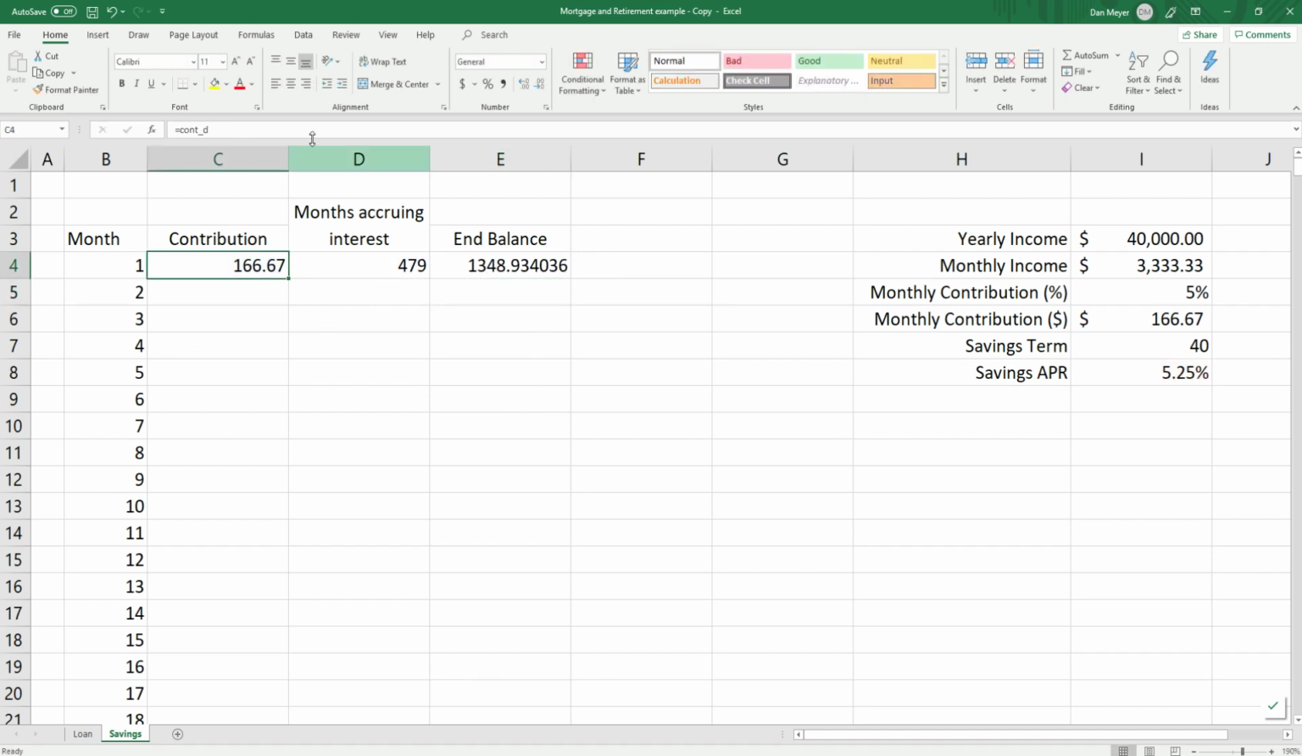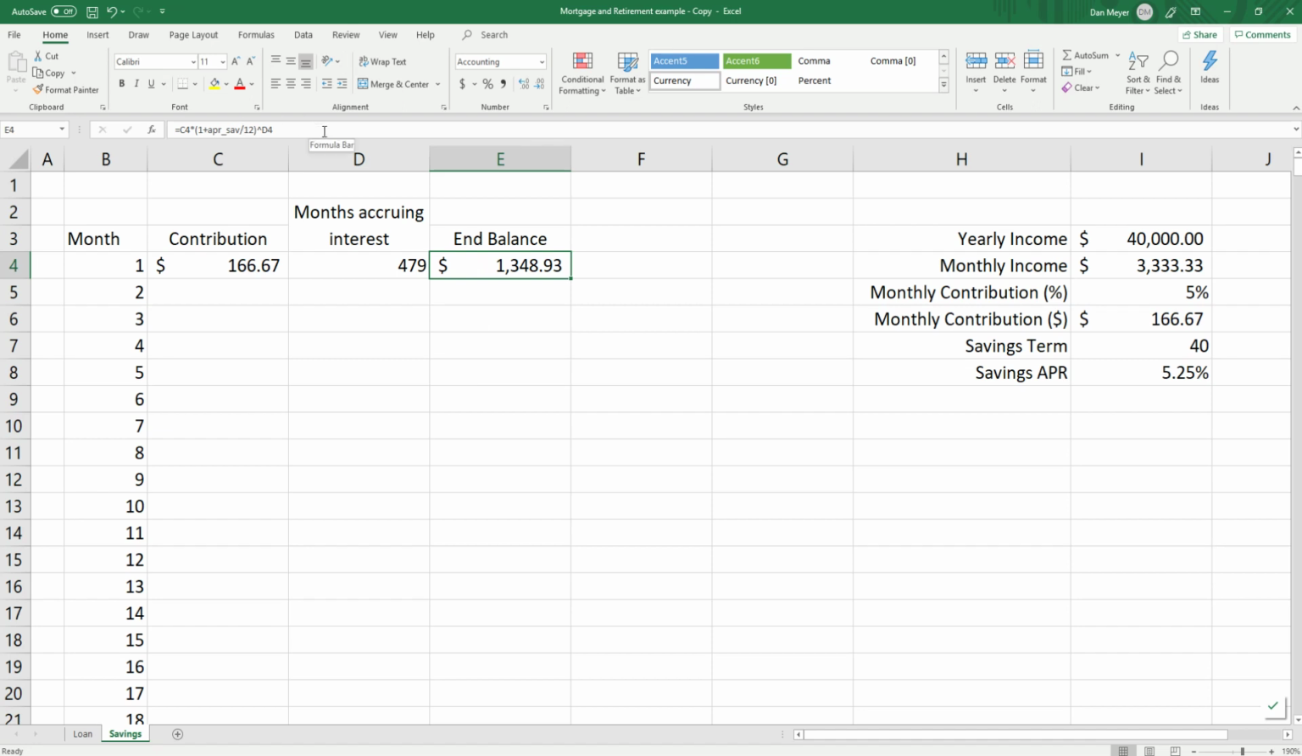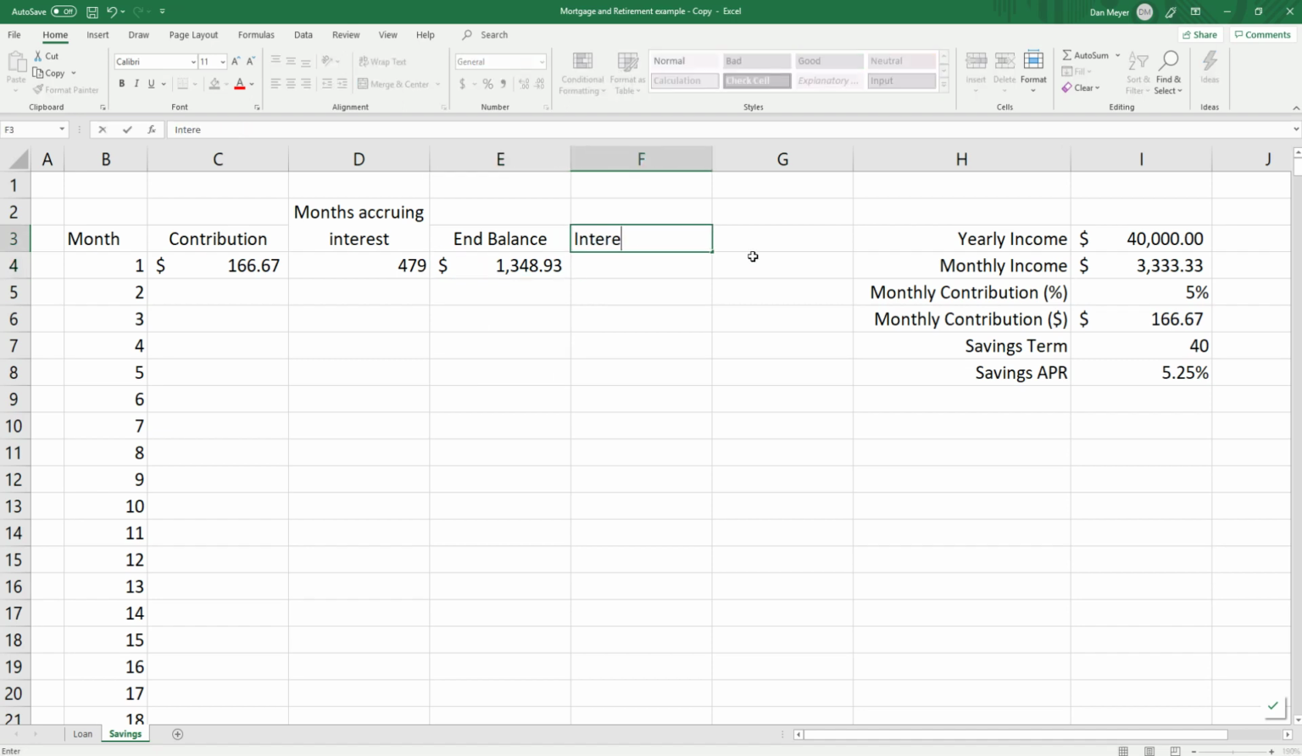Okay, so let's go ahead and format some things as dollars. And I should probably round these numbers, but no, I'll go ahead and leave these numbers unrounded. Okay, so here we can do interest earned. Everything of this end balance that's not what we put in is interest. So that first month's worth of contribution earned a lot of interest.